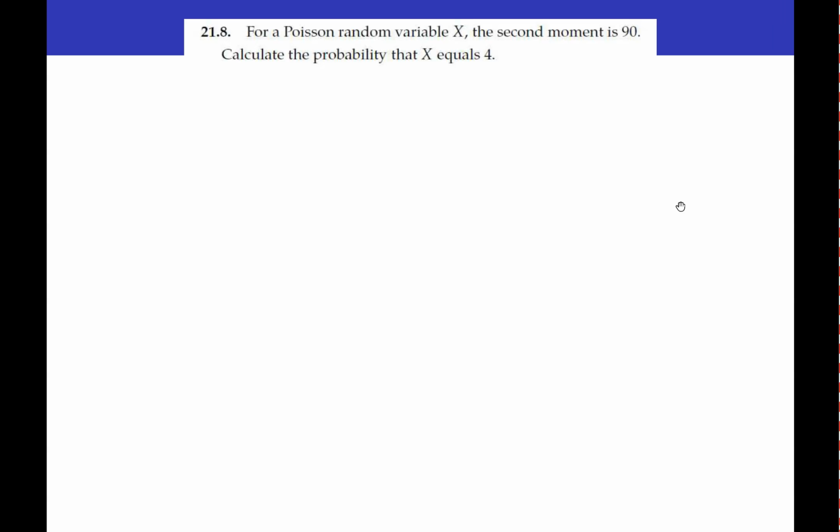This one, they give us the second moment of the Poisson random variable X. We want to calculate the probability that X is equal to 4. Again, we need the PMF for the Poisson distribution. The important part of that PMF is the lambda value. So our first goal here is to figure out what lambda is. They give us the second moment as 90.